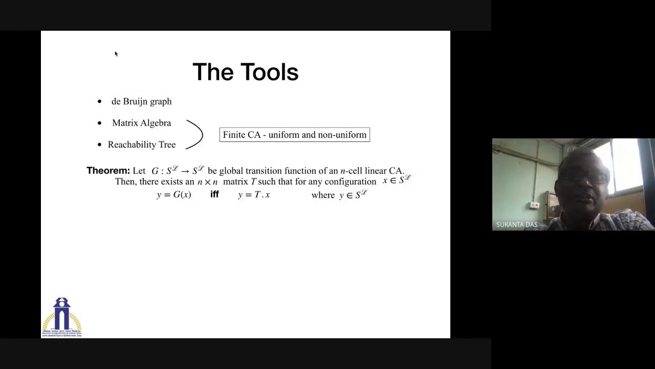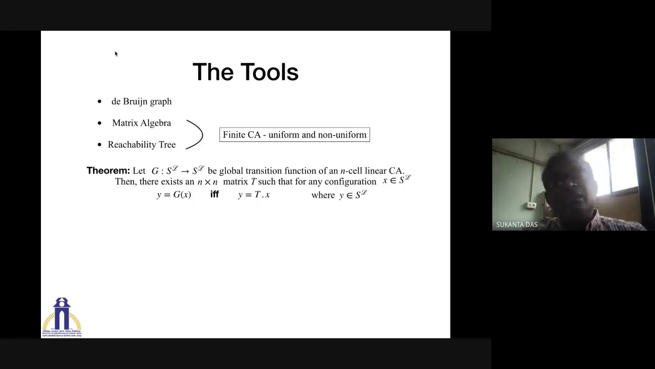In this theorem, you can see that y equals T into x. Here, while we call these x and y, the configurations are considered as vectors. But if it is understood from the context, then we don't use the vector symbol. We shall try to prove it step by step. At any point of time, if you have an issue, let me know.